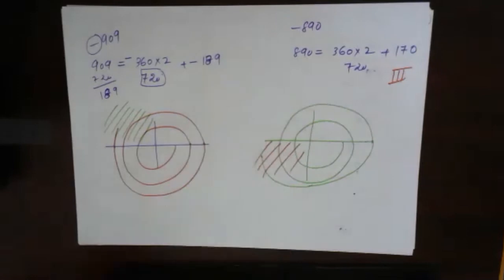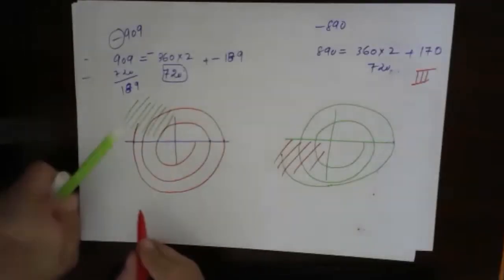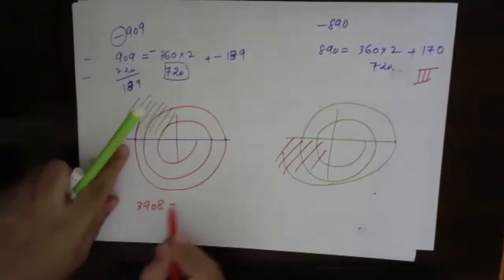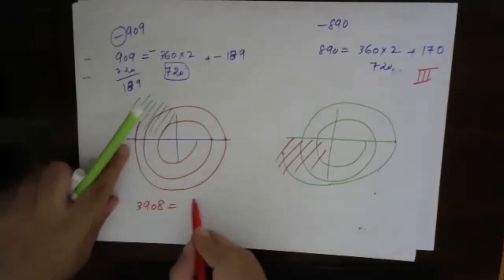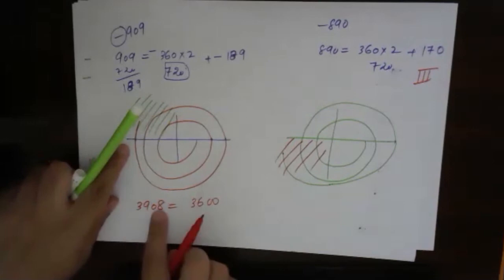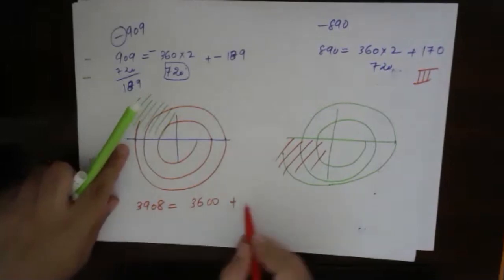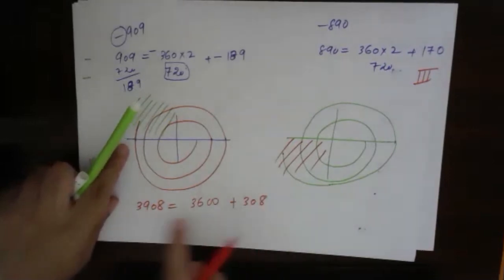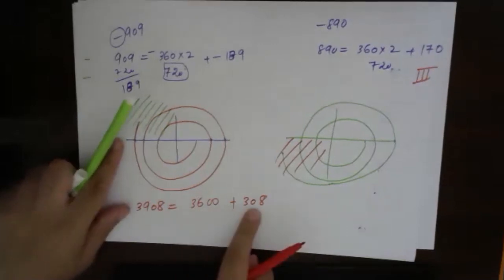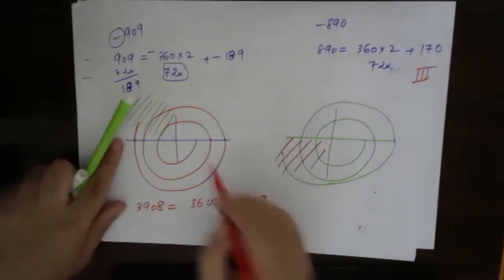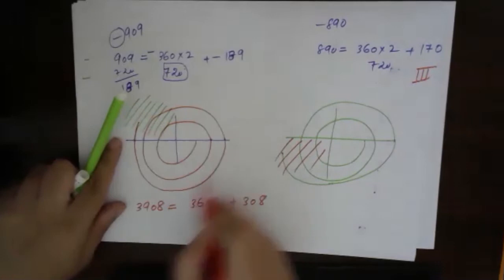Okay, these two are okay. So let's check for the 3908. I can write 3908 as 3600 plus 308, right? So now what will happen? This will complete how many turns?